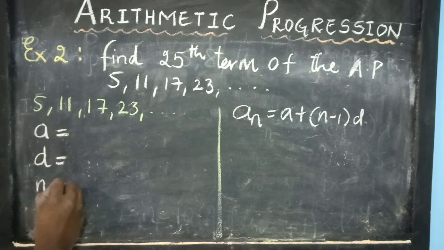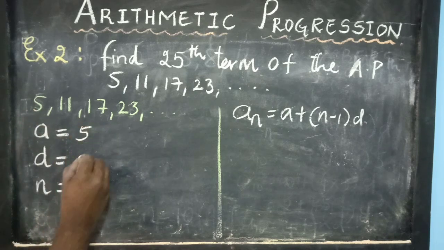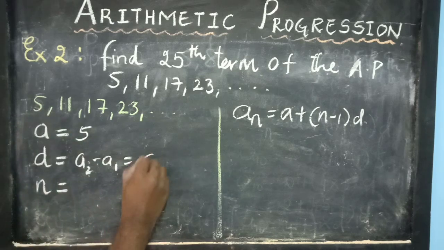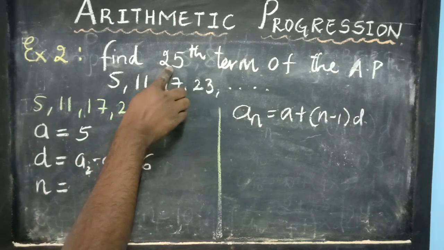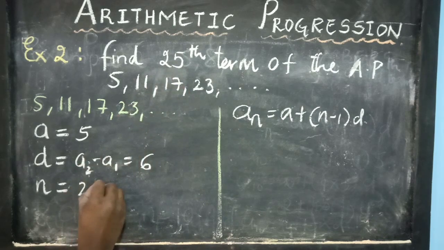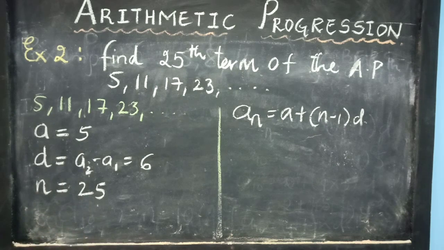How to find out A? A is the first term, that is 5. D equals A2 minus A1, that is 11 minus 5 is 6. Then N is in the question itself, that is 25. We need to find the 25th term, therefore N equals 25.